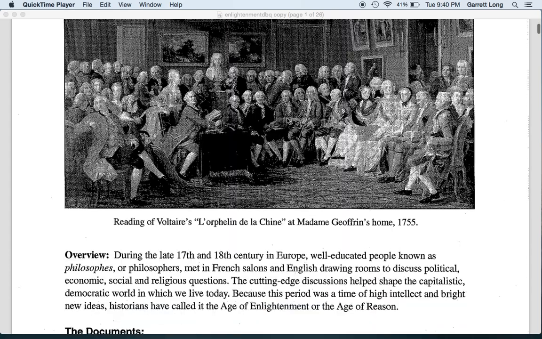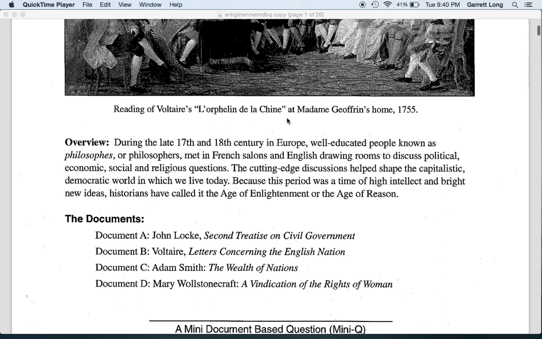So we are going to analyze three documents. Now I know on the screen in front of you, you have four documents, A, B, C, and D, but we're going to leave out document C on Adam Smith, The Wealth of Nations. We'll talk about him in the next unit on the Industrial Revolution. So we're only going to focus on document A, which is on John Locke, document B on Voltaire, and document D on Mary Wollstonecraft.